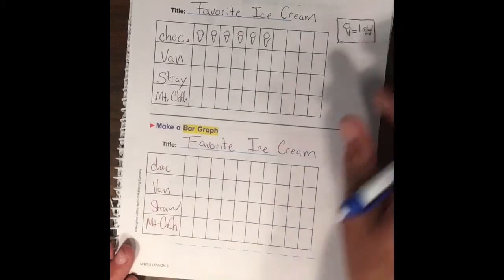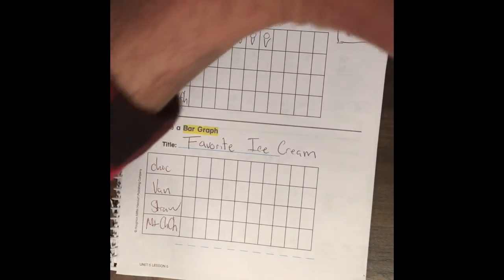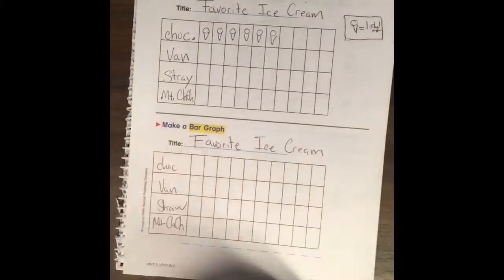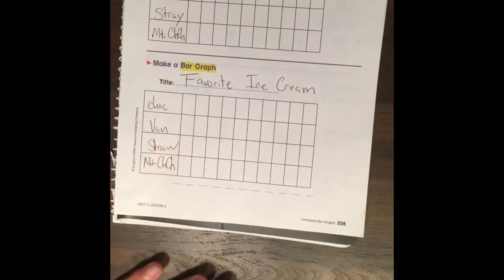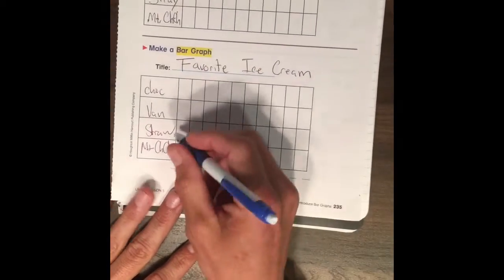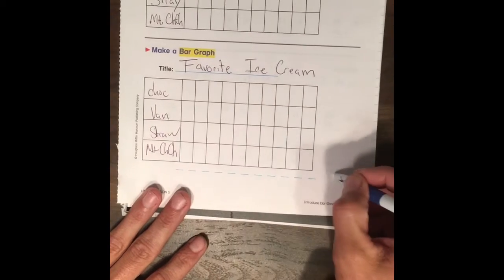Now the difference here, I guess, move something out of the way. One of the differences in a bar graph is you're using a bar, and what you're going to have with that bar is what we would call a scale.